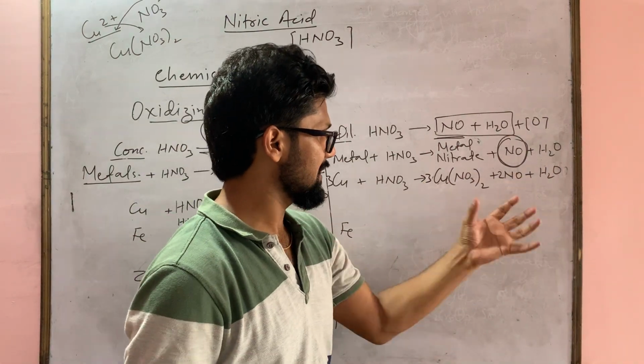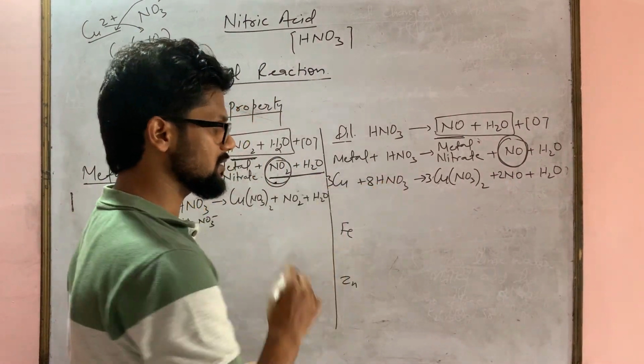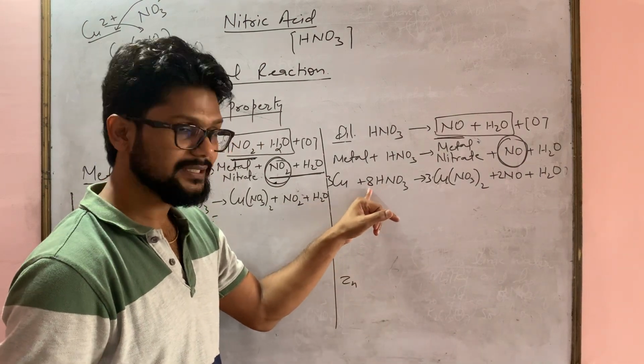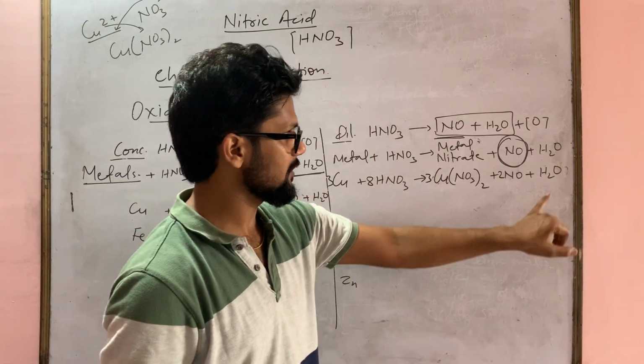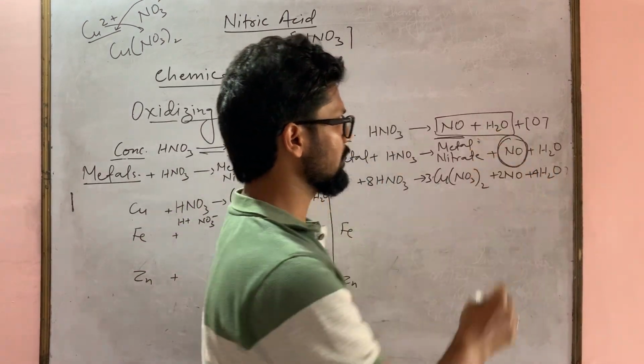Now nitrogen is here 8, and this side is how many? 1. So make it 8. Okay. Now next is hydrogen. How many hydrogen? 8, and that side you can see is only 2. So multiply here by 4.